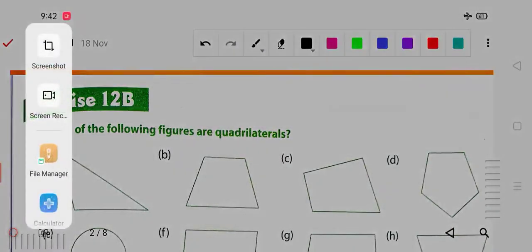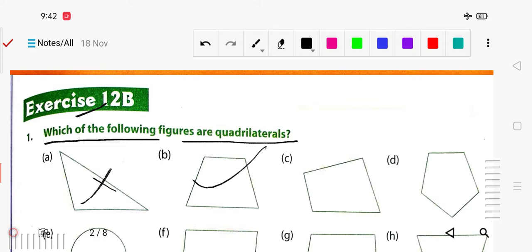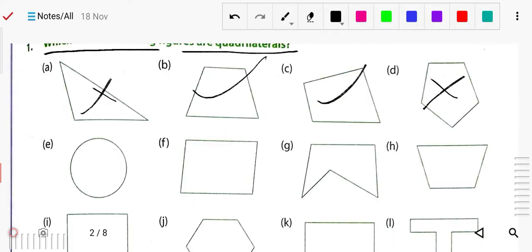Here you can see exercise 12b: which of the following figures are quadrilaterals. Quadrilateral means it should have four sides, so here there are three sides, so no. Here, yes, this is also a quadrilateral. Now this one does not have four sides. Likewise you can check that this is again a quadrilateral, with four sides.